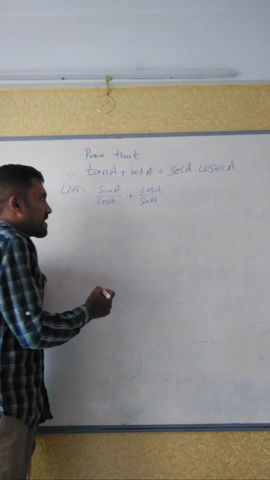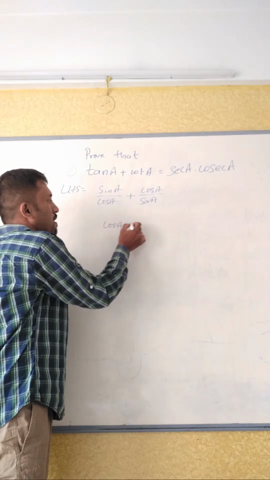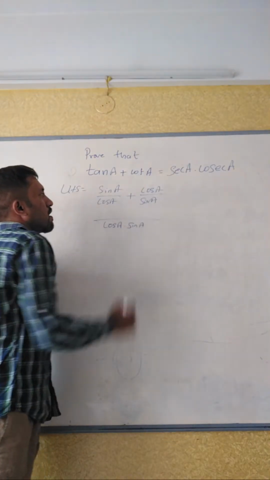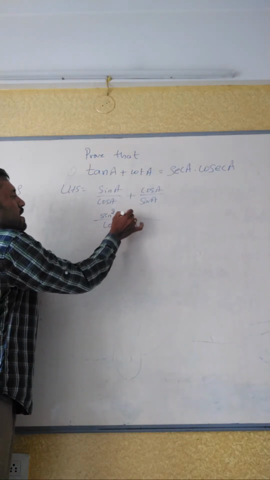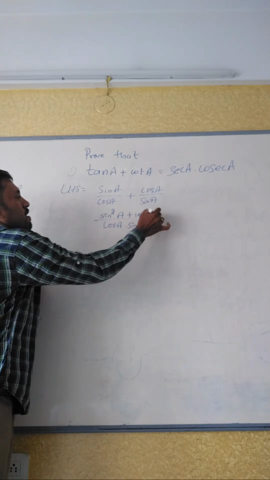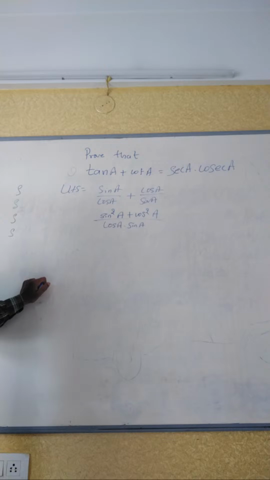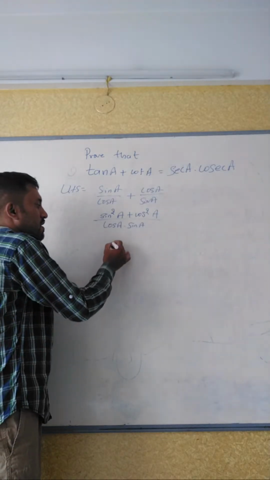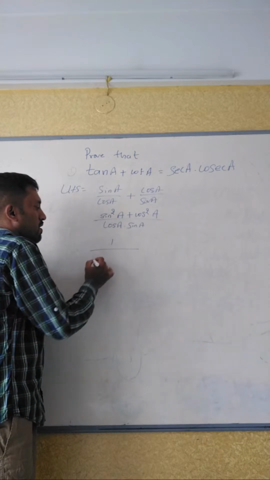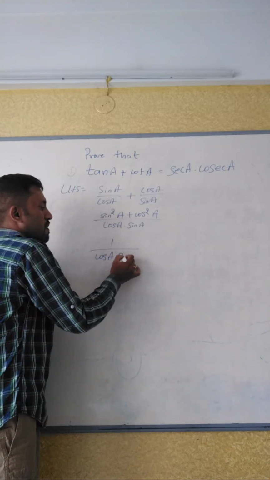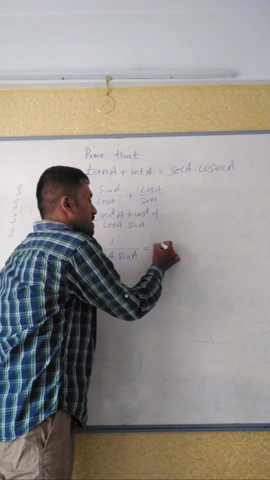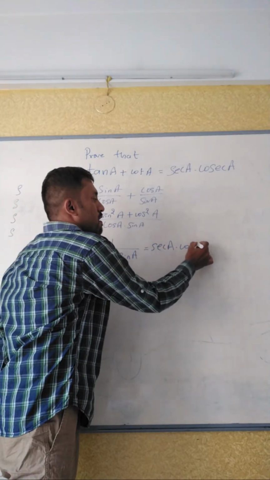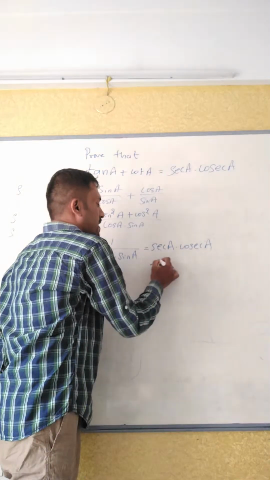Cos A into sin A becomes the LCM. And cross multiplication, sin squared A plus cos squared A. Sin squared A plus cos squared A is the identity 1. So 1 divided by cos A into sin A. 1 by cos A is secant A and 1 by sin A is cosecant A. That's our RHS.